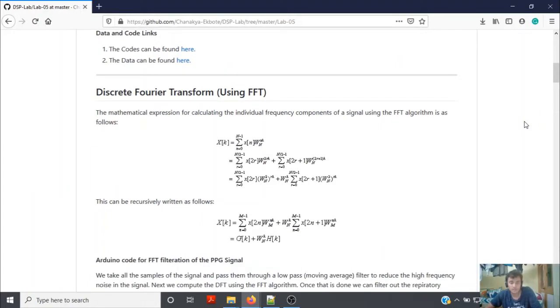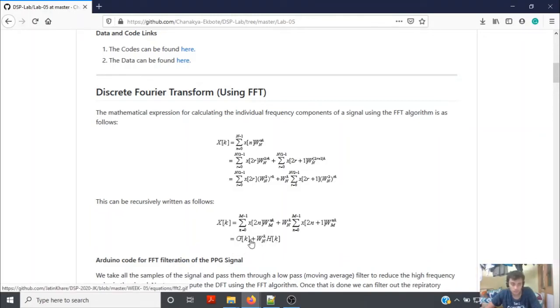So what is the fast Fourier transform? Well, the fast Fourier transform is just a computationally efficient way to calculate the discrete Fourier transform using a recursive relation. The basic concept is you split the time domain signal into odd and even sequences and then compute the discrete Fourier transform of those odd and even sequences. And once you do that, you get a recursive relation. That is X[k] = G[k] + W_N^k H[k].